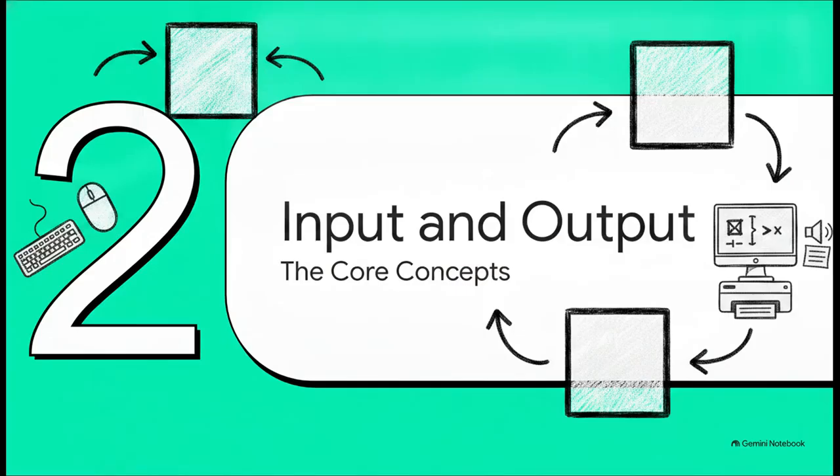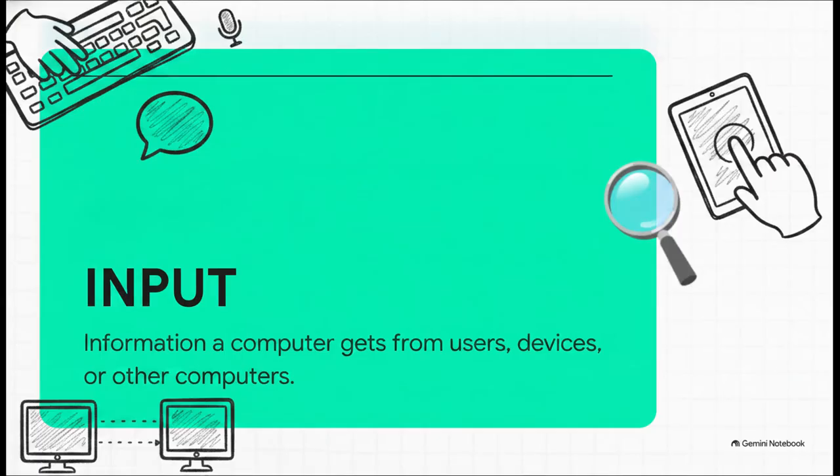Section 2. What are input and output? The core concepts. Let's pivot from human behavior to defining the formal vocabulary that actually powers all of our machines. First up is input. By definition, input is the information a computer gets from users, devices, or other computers. Think about it. Every single time you type a name, click a mouse, tap a touchscreen, or even speak into your microphone, you are actively feeding that machine the data it desperately needs to start solving a problem.